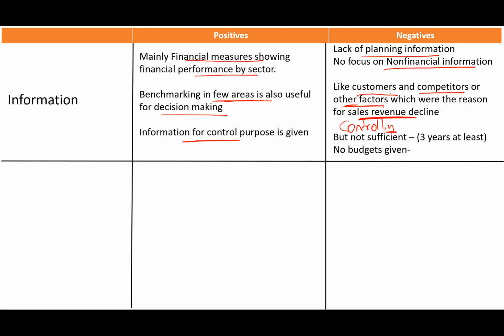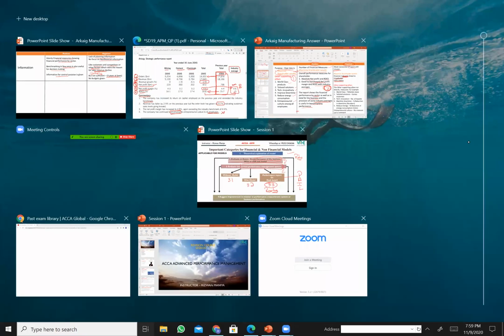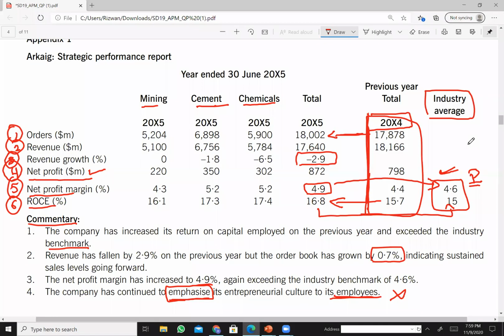Normally, for controlling purposes, you need at least three years of information. The past I'm talking about: you have just the 2014 past year information. You should have 2013, you should have 2012, but nothing like that is given. So for controlling purposes, the report doesn't have sufficient information, like 2004, 2003, 2002. At least three years are good for controlling purposes.